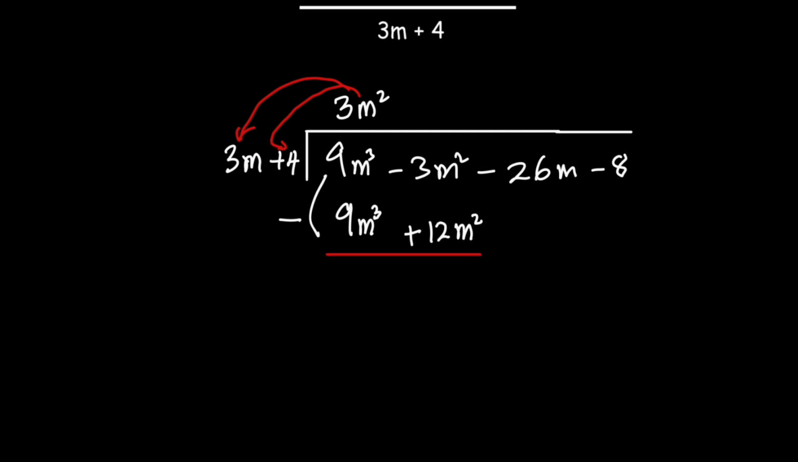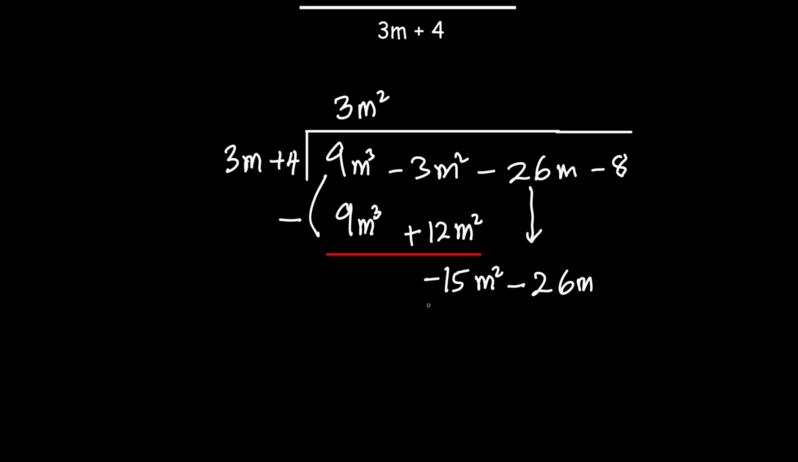So this is what we are going to be doing right now. What is 3m squared minus 12m squared? So this is going to be negative 15m squared. Then 9m cubed minus 9m cubed, that is giving us 0. Then from here, we just go ahead and then drop the next term right here. So it's going to be negative 26m.